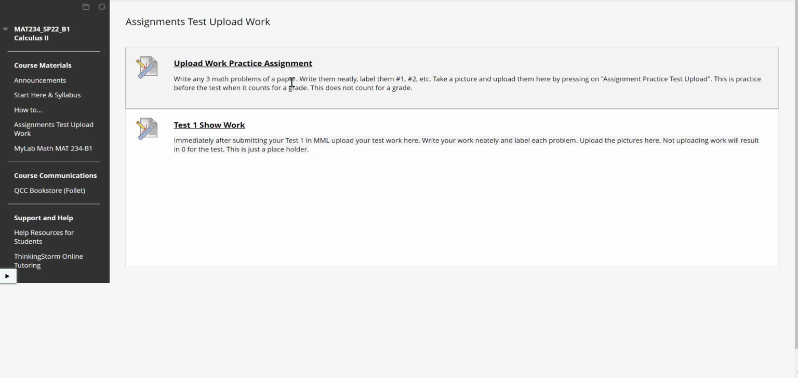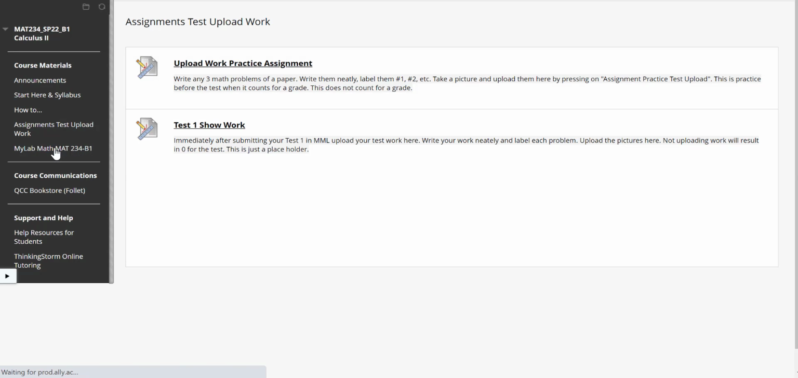So any 2 plus 2 equals 4, it's a math problem. But of course you're in Calc 2, so you could surprise me with 3 math problems from your Calc 1. For example, what is the integral of sine of x dx? What is the integral from 1 to 2 of x to the 4th dx? What is the derivative of sine of x to the 10th? And so on. Make sure you label your page, you label your problems, and you upload it here.